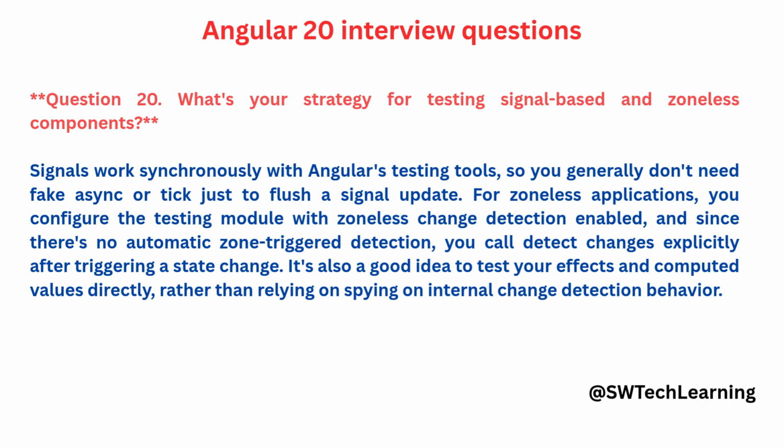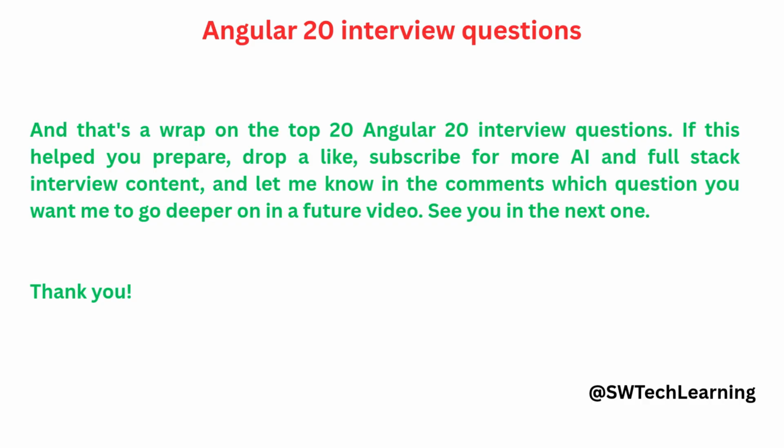Question 20. What's your strategy for testing signal-based and zoneless components? Signals work synchronously with Angular's testing tools, so you generally don't need fakeAsync or tick just to flush a signal update. For zoneless applications, you configure the testing module with zoneless change detection enabled, and since there's no automatic zone-triggered detection, you call detectChanges explicitly after triggering a state change. It's also a good idea to test your effects and computed values directly, rather than relying on spying on internal change detection behavior. And that's a wrap on the top 20 Angular 20 interview questions.